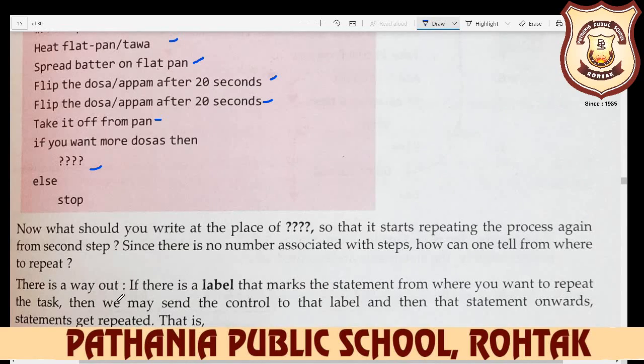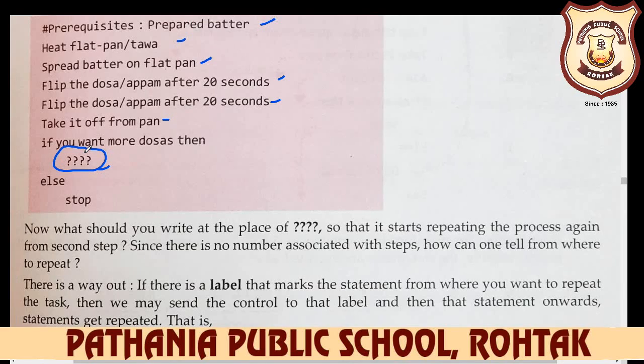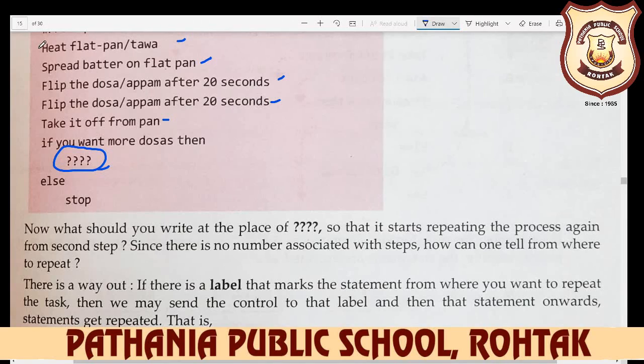Now what should you write at the place of the question mark? What do we write here in this question mark, so that it starts repeating the process again from the second step, since there is no number associated with a step? Okay, here in pseudocode numbers 1 2 3 4 5 are not written. So that it starts repeating the process again from the second step, since there is no number associated with a step, how can one tell from here to repeat?